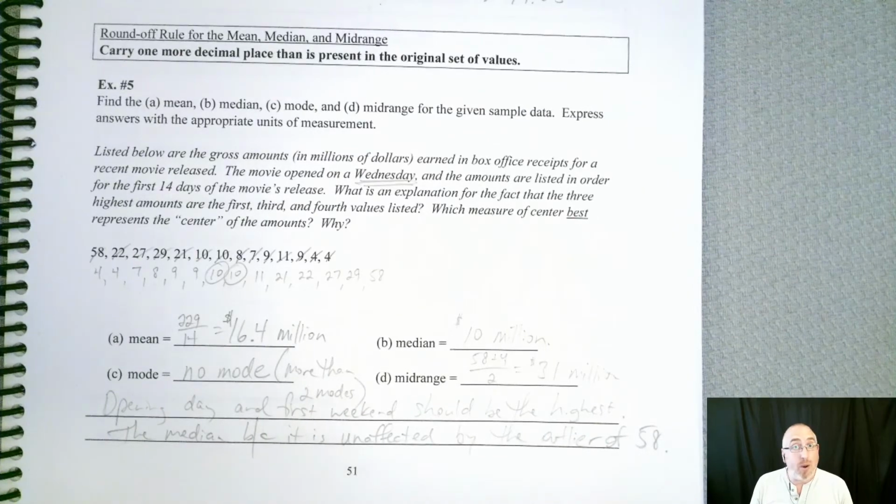All right, so hopefully that kind of makes sense how that works. So don't always go with the mean. The mean takes into account all the data, which is good, but outliers will skew it. So be careful.